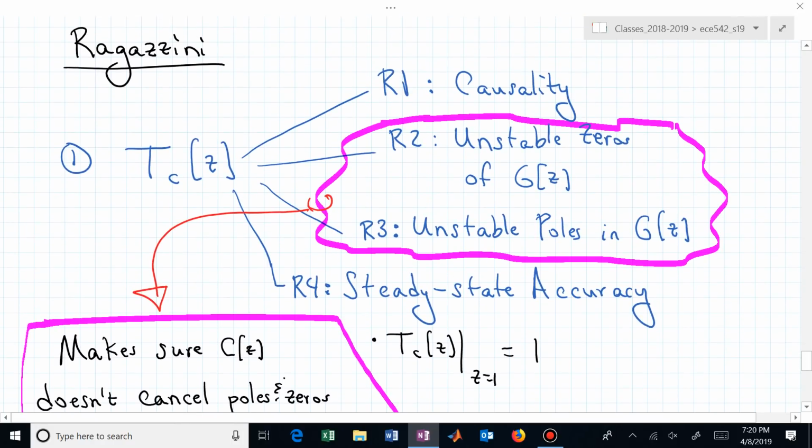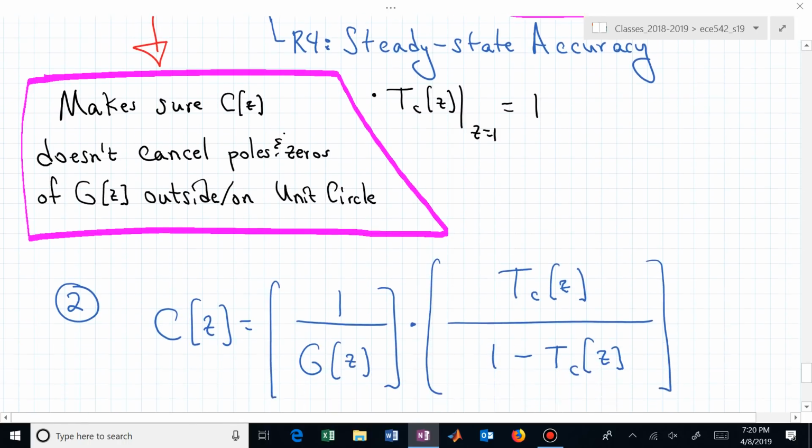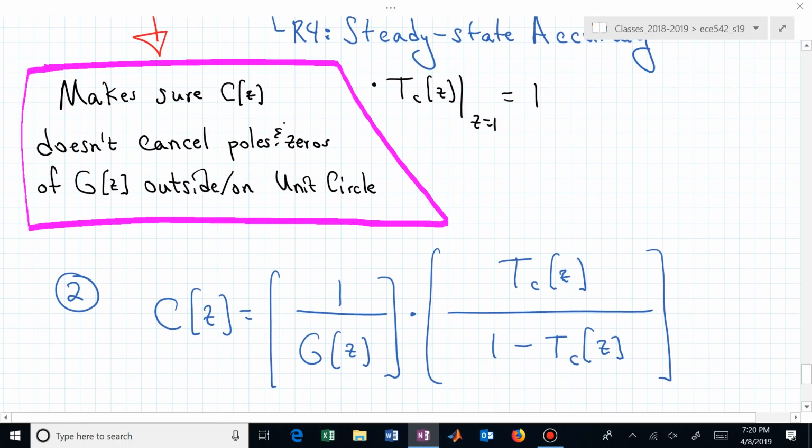There's really just 2 steps to the Ragazzini design. The first step is making sure that you have all of these restrictions satisfied. The second step is really just turn the crank: plug in what you've now determined for T sub C of Z into this formula to find the controller to achieve the performance that you want.